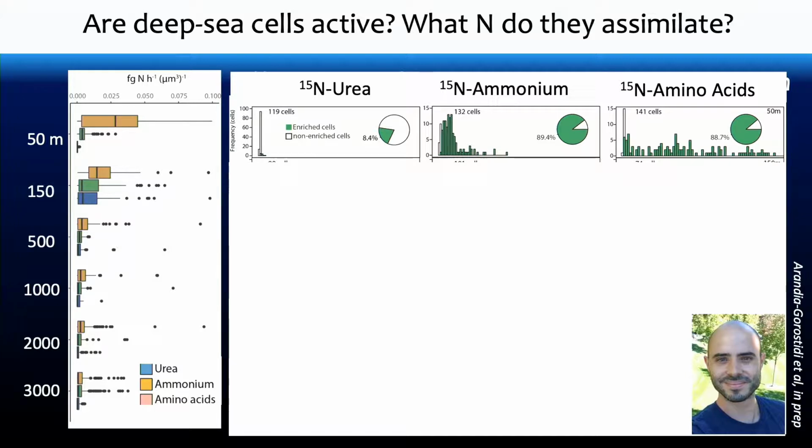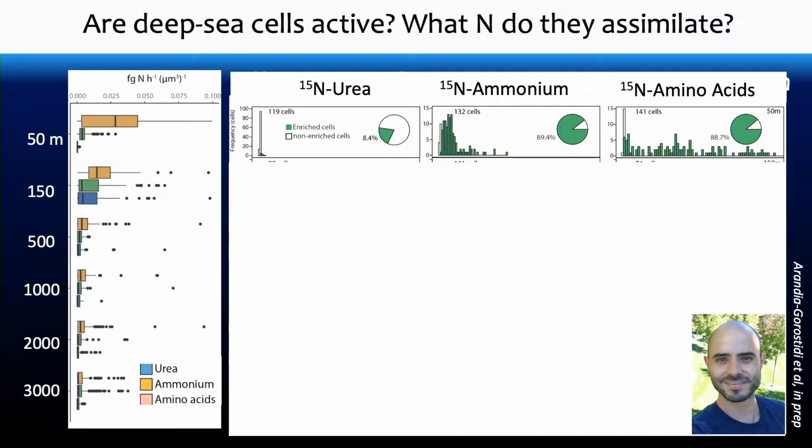You can also see the histogram or the distribution of activity, and you can see that it's quite different for ammonium and amino acids. For ammonium, it seems like most of the cells that are enriched are barely enriched, but for amino acids, it's much more spread out. And this is the kind of view we get when we take this single cell approach.